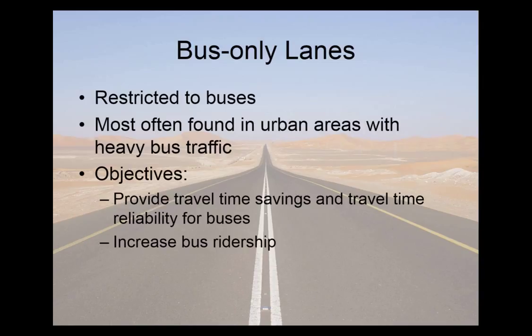Next, I'll go to bus-only lanes. These are more commonly seen on arterial roads than HOV lanes are, particularly in crowded city districts. As the name implies, they are restricted to buses, and they are most often found in urban areas with heavy bus traffic. The goals of bus-only lanes are to provide travel time savings and travel time reliability for buses, and also to increase the usefulness of buses, increase bus ridership.